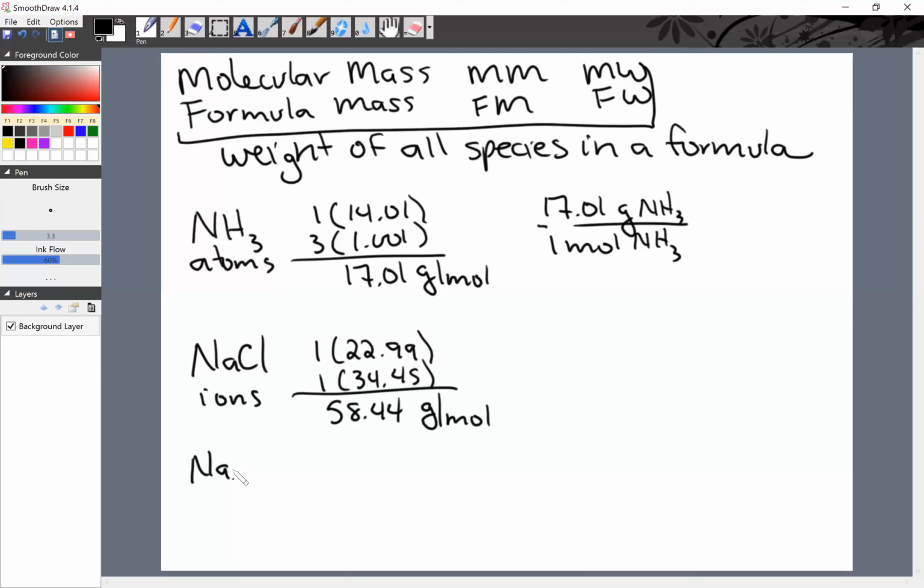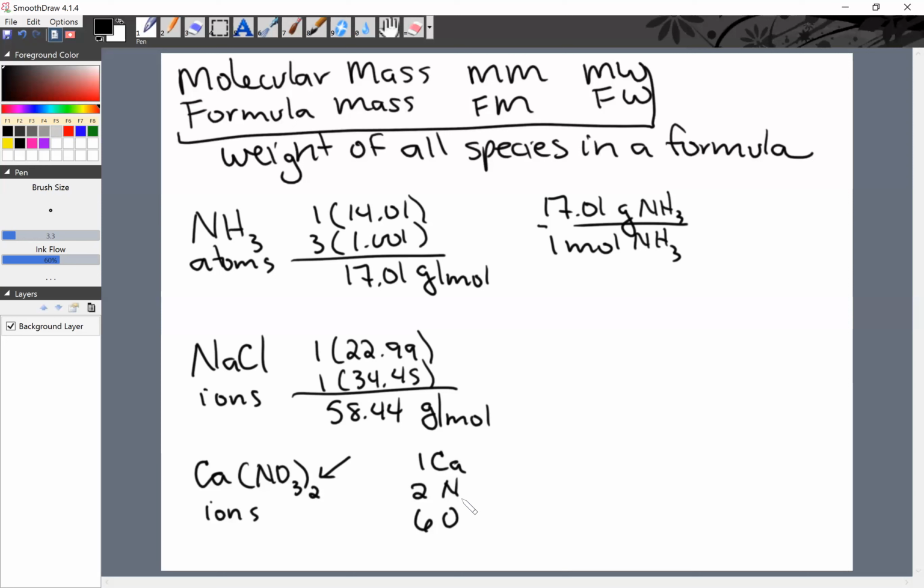Sorry, let's not do sodium. Let's do calcium nitrate. Okay, so that's ionic, so it's made of ions, but we need to make sure that we account for the 2 in there. So there's 1 calcium, but there's 2 nitrogens, and there are 6 oxygens. So when you're doing ionic compounds, don't forget I need the entire number of ions.